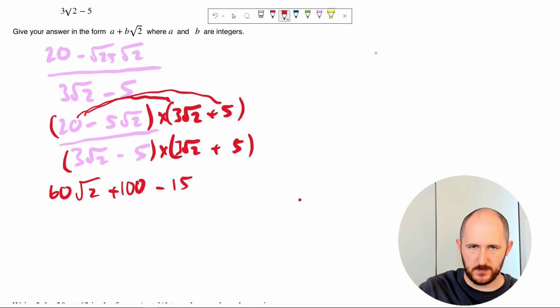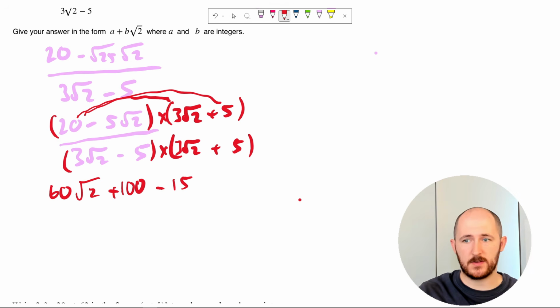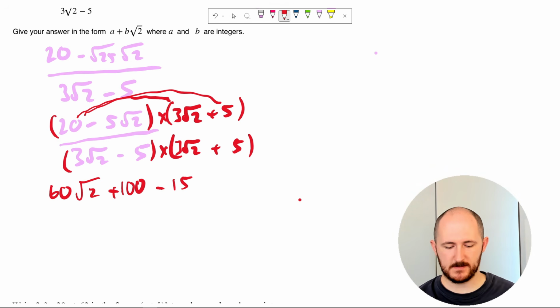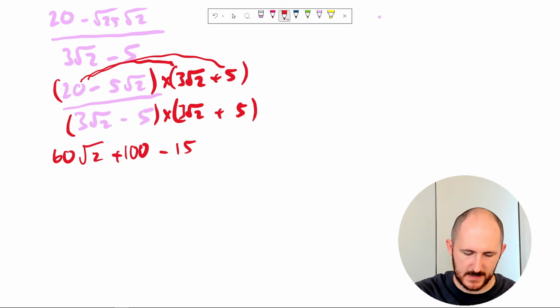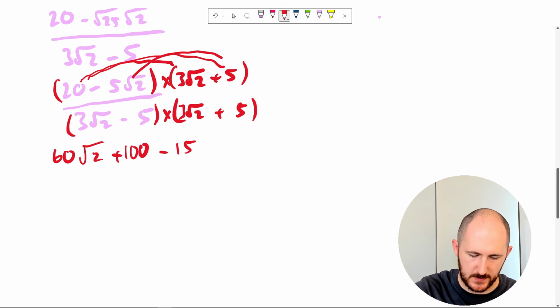Now root 2 times root 2 should just give me 2. Sometimes I write this as square root 4 just to make it a bit easier for some people to understand, but it's kind of up to you guys what you want to do. I'm going to probably leave it as just 2. Okay, so we've got a bit more space now, and then we have minus 5 root 2 times 5, so it's going to be minus 25 square root 2, and don't forget the times 2 from back here.